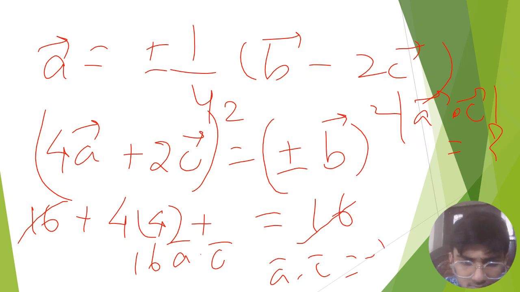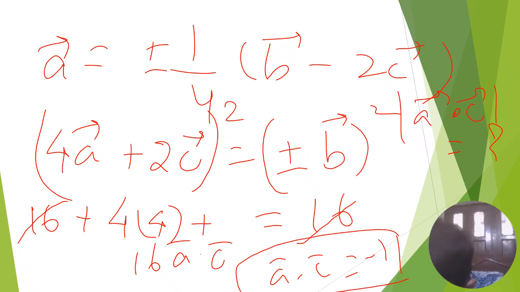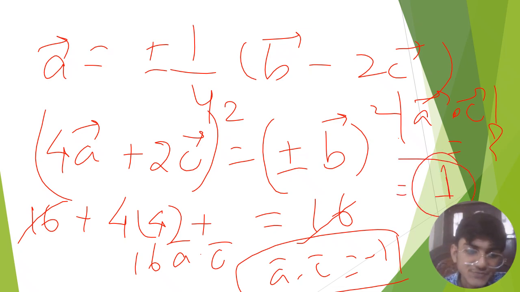simply -1, right? But in our question it has been given that we have to find its magnitude. Means we have to find a dot c, and then we have to just use this. This is not a magnitude, this is actually modulus. So if you use the modulus, then the value will be 1. This was our question number 2.